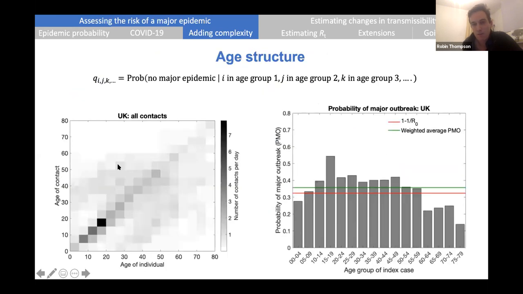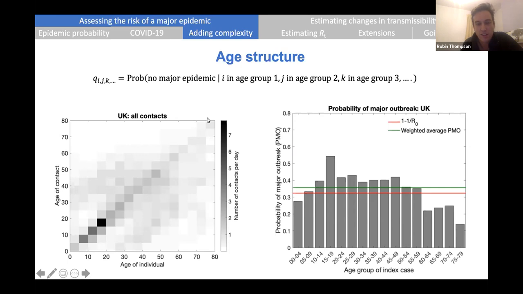And so you can then extend this in a number of other ways too, if you want to. So this particular slide is not specifically for COVID-19. This is just a kind of general framework that we were working on actually before the COVID-19 pandemic. This is looking at the impact of age structure on the probability of a major epidemic.